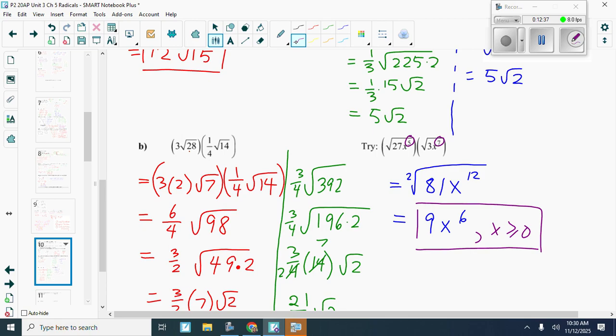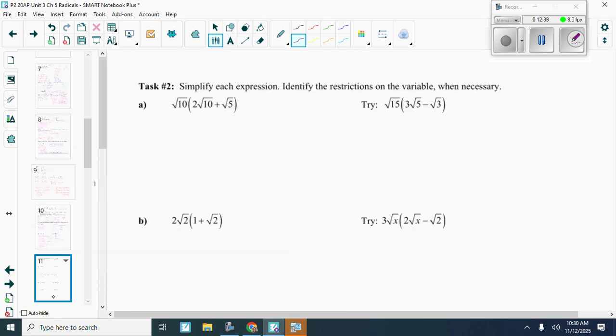All right, let's take a look at task number 2. So now we're just going to take multiplying radicals and we're just going to start to make it look like other things that we've done. We're going to take it into a binomial. So you guys know how to multiply into a binomial.